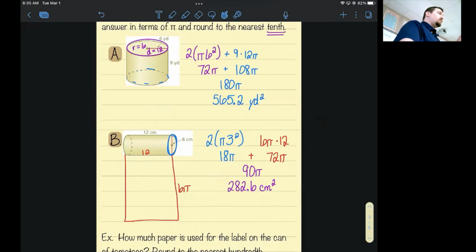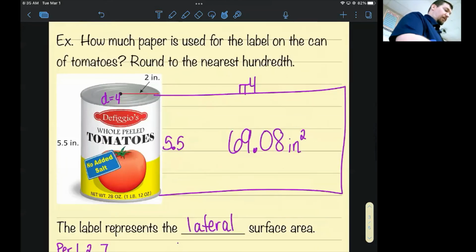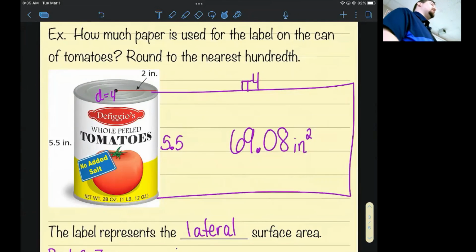Number 2, there's at least one problem that says find the lateral surface area. The lateral surface area is what we did for this problem. Remember, the lateral surface area is the area of everything but the 2 bases on a prism or cylinder. So on this tomato can, there isn't paper on the top, there isn't paper on the bottom. It's like a typical soup can that has a label that wraps around it. So they only want you to find the lateral surface area here, which means the rectangle part.